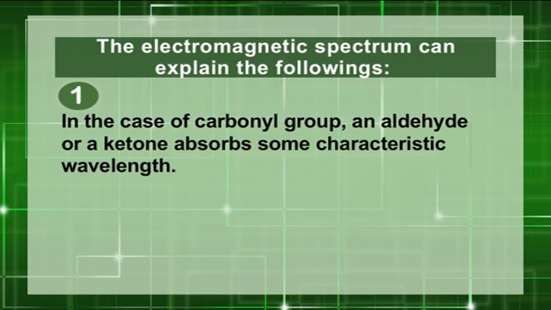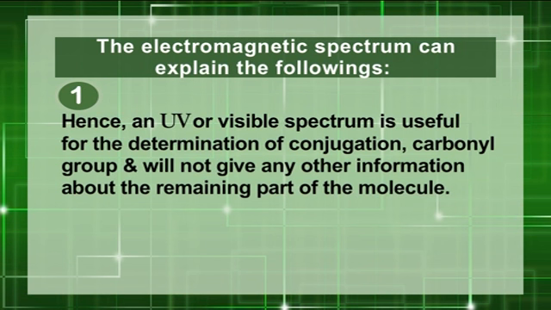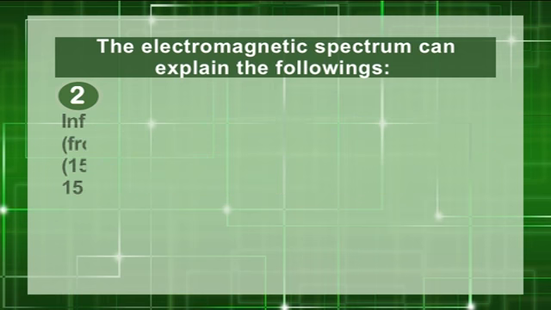In the case of the carbonyl group, an aldehyde or a ketone absorbs some characteristic wavelength. Hence, a UV or visible spectrum is useful for the determination of conjugation and the carbonyl group, and will not give any other information about the remaining part of the molecule.